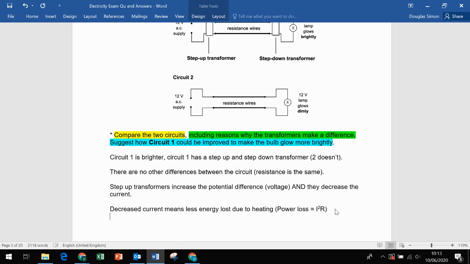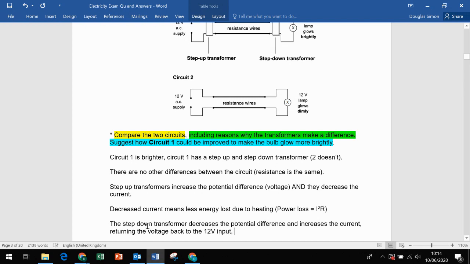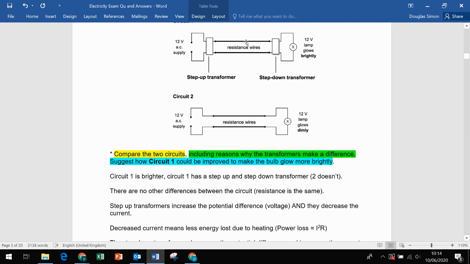So where are we now? We've said that circuit 1 has less energy lost. So the step down transformer decreases the potential difference and increases the current, returning the voltage back to the 12-volt input. So what I've done here, I've just basically explained that we've obviously made the potential difference higher here. So it might be 24 volts, but then we need this step down transformer to make it back to 12 volts so the lamp works normally.